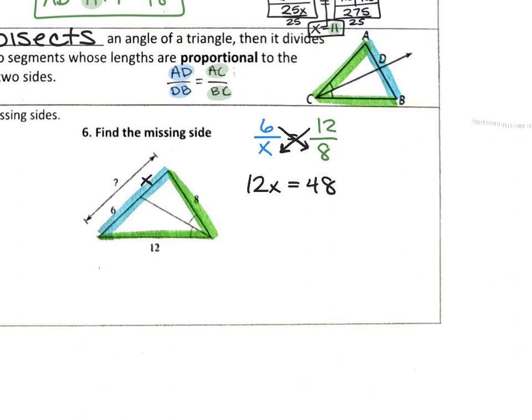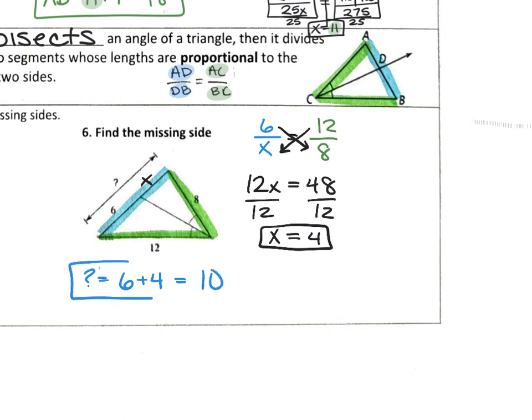The step I stopped on, you would just need to divide by 12 on both sides to get the x by itself. We get that x is 4. Now, is that my final answer here? No, because I asked for the entire side length over there. So that entire blue side length is going to be 6 plus 4. My missing side length, my question mark side length, is going to be 10. It doesn't have a name, but we put a question mark there, so I like putting my question mark in my answer. That missing side length is 10.